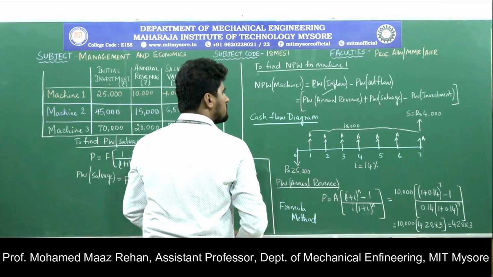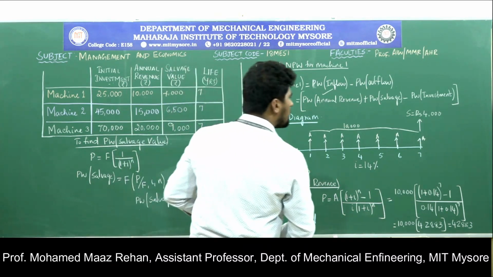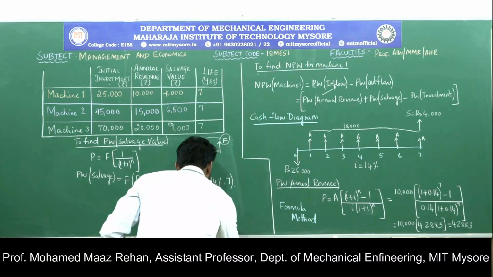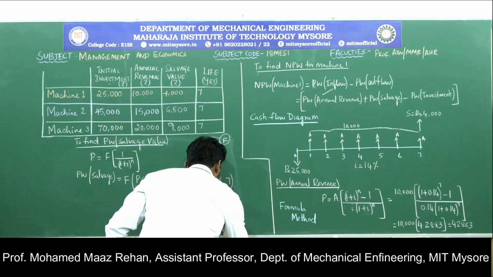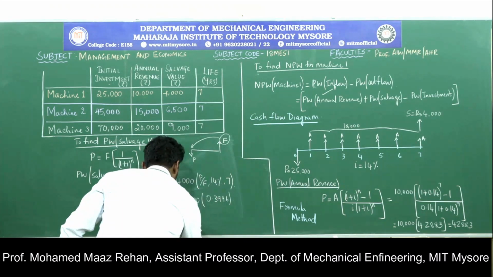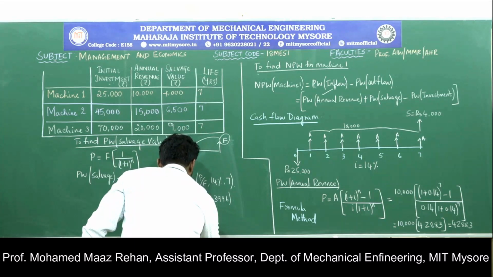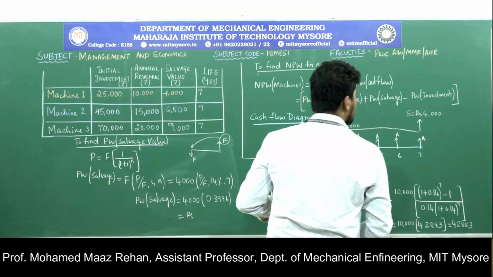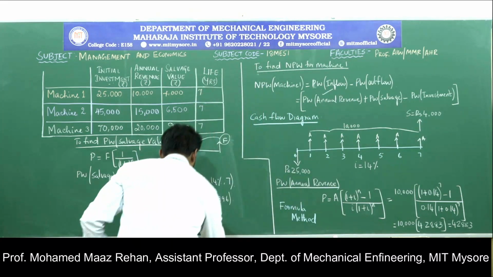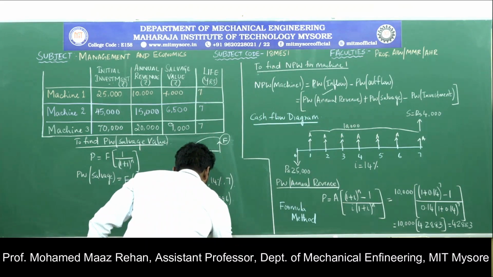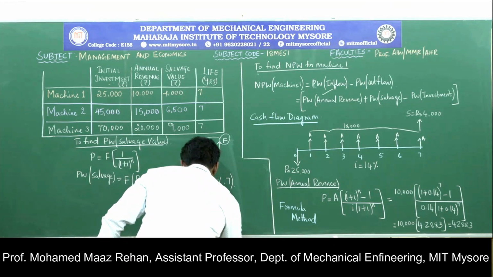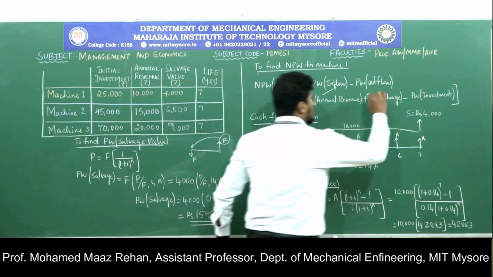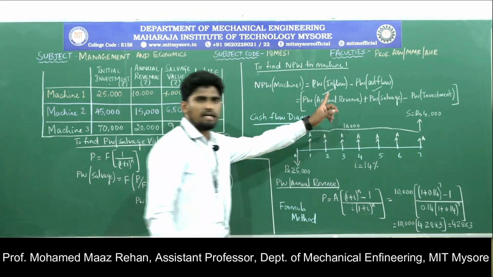into 0.3996. If you substitute, you will get rupees 1598.54. This is the value you will get. Now we have found out what is P salvage.